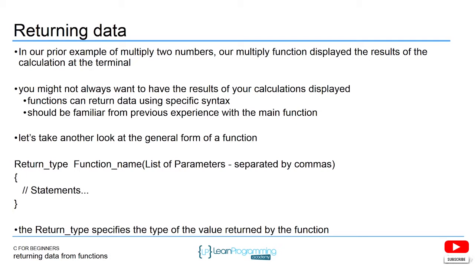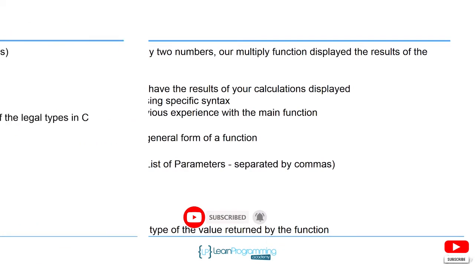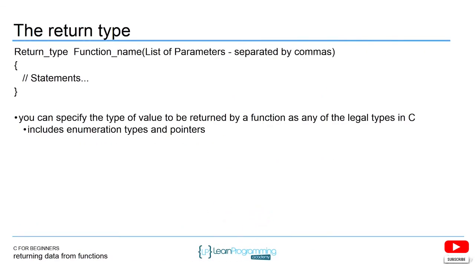Functions can return any kind of data. You just have to let the compiler know what kind of data you're returning. If it's an int, a float, a double, whatever it is, you have to specify that in your function header. You can specify that type of value to be returned by a function as long as it's a legal type in C. I mentioned the main ones, double, float, and so forth, but you can also return enumerations and pointers. We haven't discussed pointers, but it makes it very, very flexible when you can return pointers.